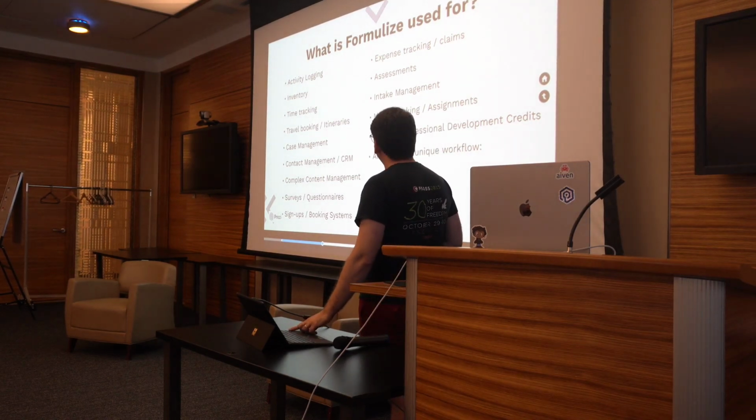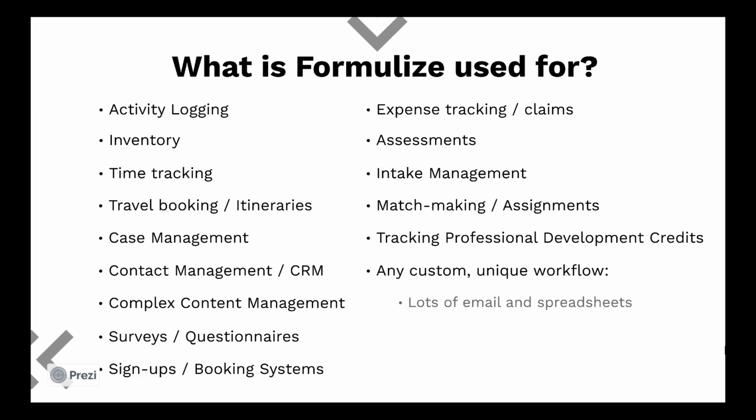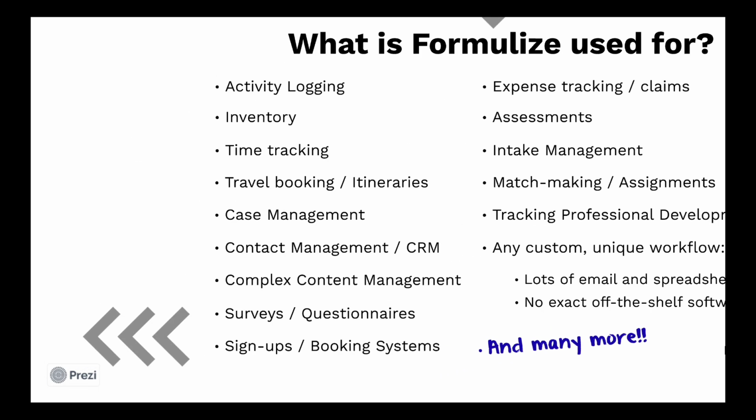Basically, any custom unique workflow. So you can tell these because there's lots of email and spreadsheets because it's like some unique thing that only your organization does or people think only their organization does. And there's no exact off-the-shelf software that fits. That's where Formulize is really, really good. And many more things, like laundry detergent. It is both new and improved.